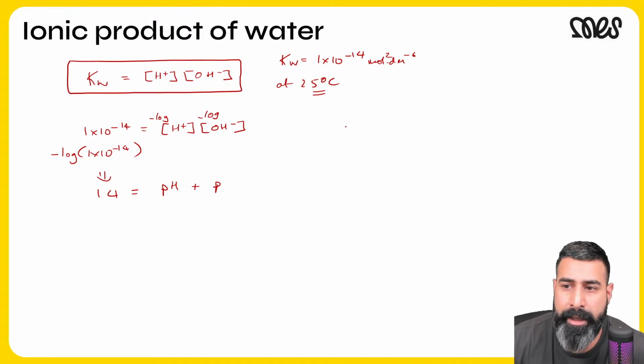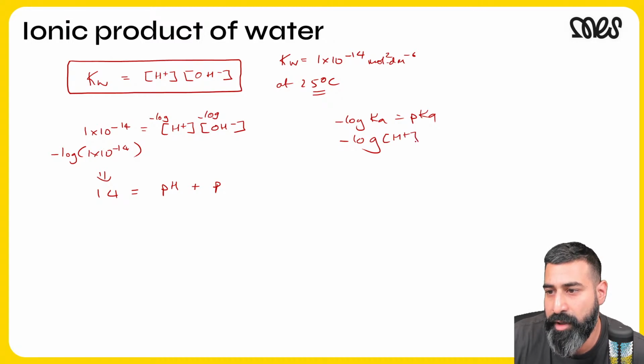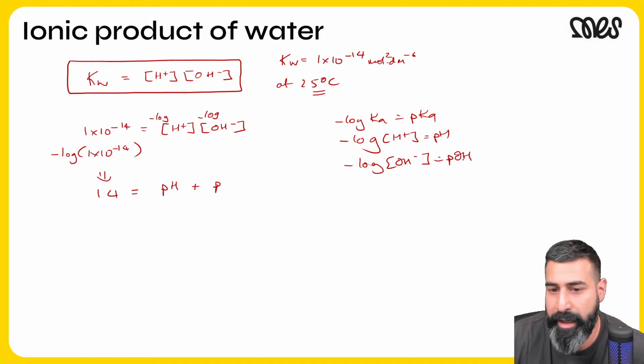It's not pKa. Yeah, it's POH. Absolutely. So, for example, the negative log of Ka is equal to pKa. The negative log of the hydrogen ion concentration is equal to pH. The negative log of the hydroxide ion concentration is equal to POH.